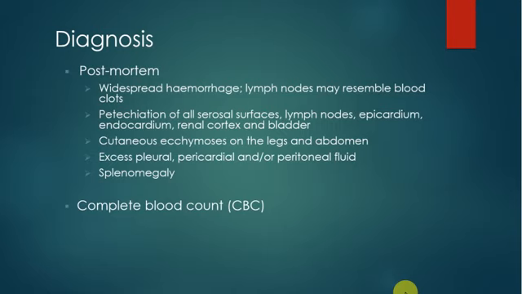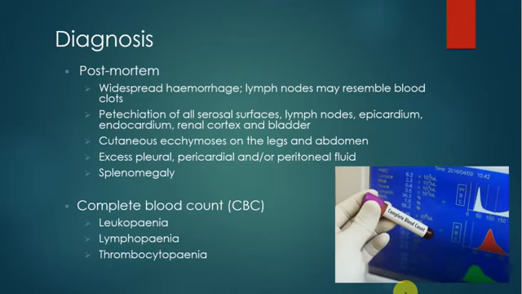One way to diagnose this is just doing a complete blood count, so counting your red blood cells, white blood cells, and your platelets. When you do that, you'd see leukopenia, so decreased white blood cells, lymphopenia, so decreased lymphocytes, and also thrombocytopenia. That'd be just decreased platelets.